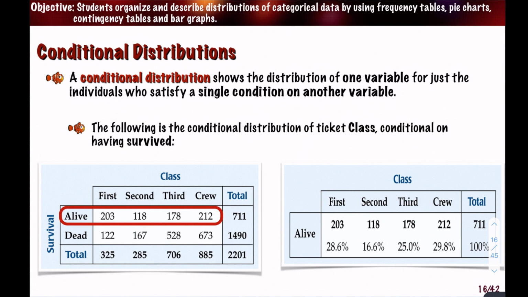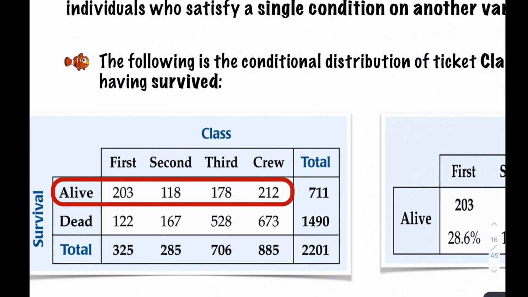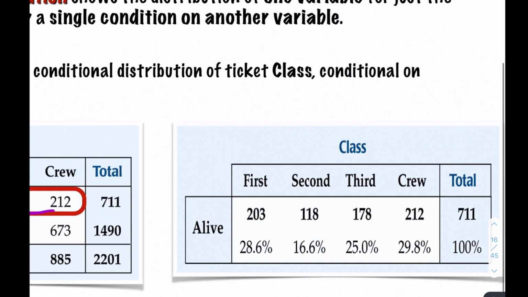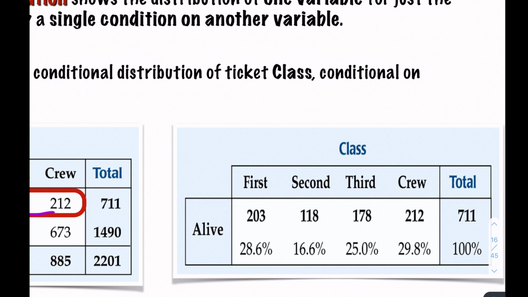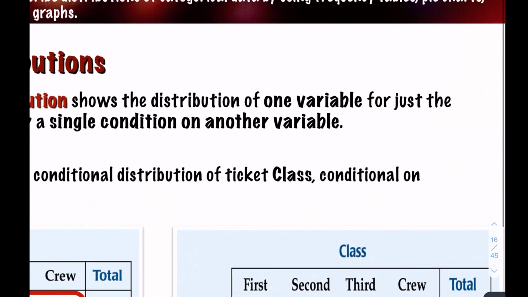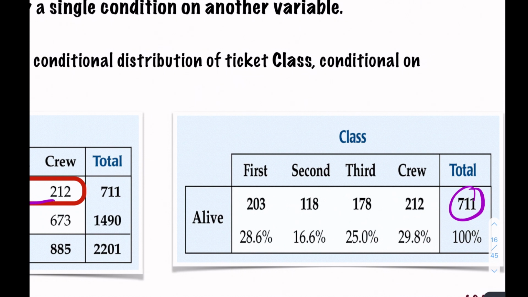A conditional distribution shows the distribution of one variable for just the individuals who satisfy a single condition on another variable. The following is the conditional distribution of ticket classes with the condition of having survived. So we could break out this entire row and look at just one of these conditions. Who lived? And what do we see from that condition for first class, second class, third class, and crew, knowing that our relative distribution below with our percentages is that we have 711 total people that survived the Titanic. And then we see the breakdown of each.